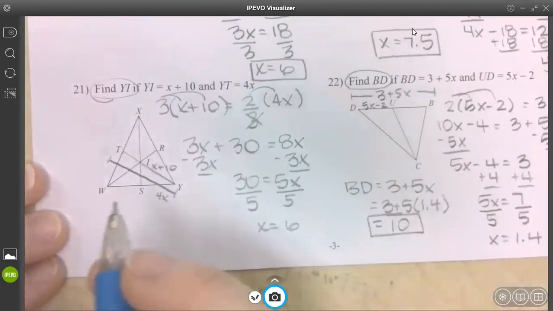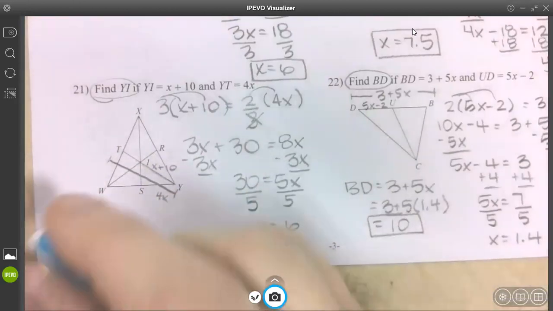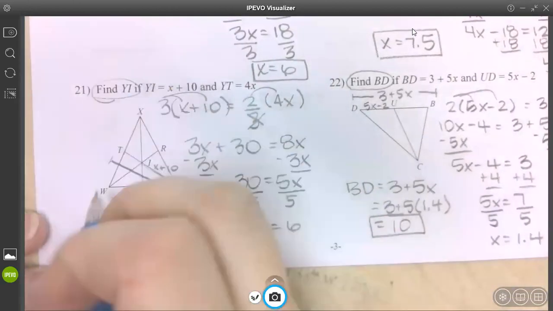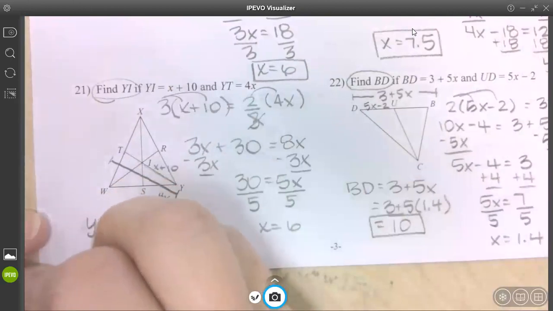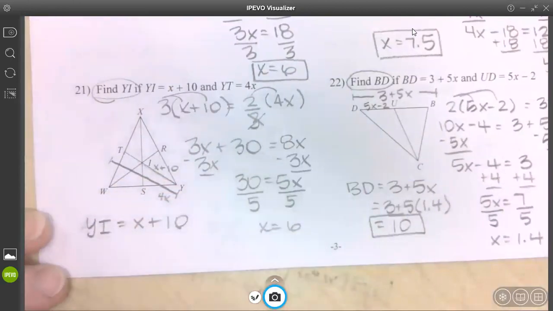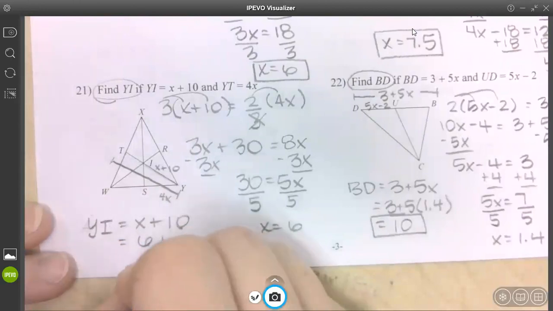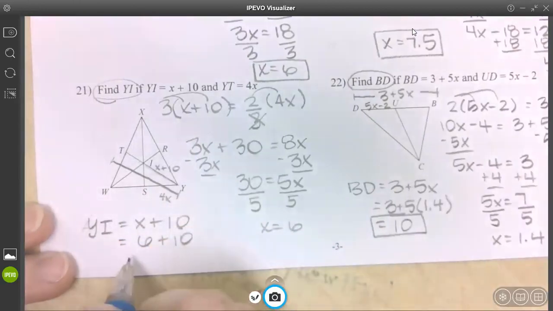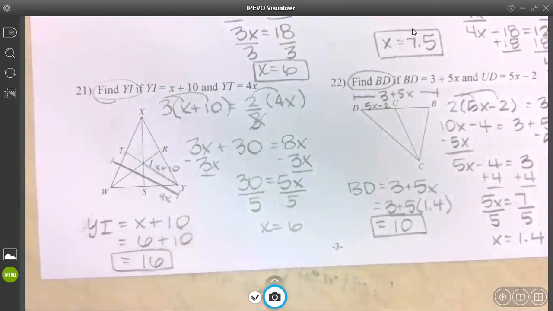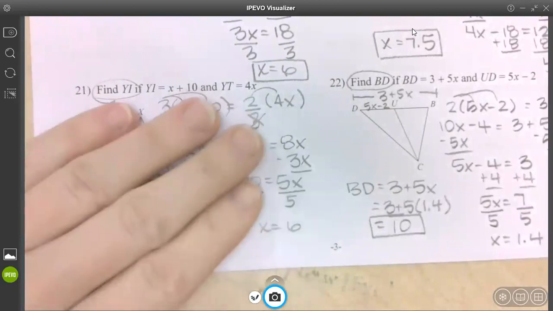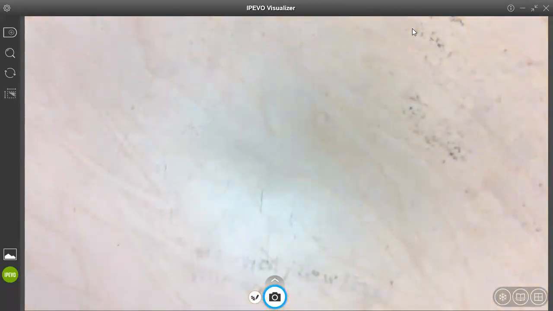But we want YI. I don't know what I'm writing. It says that YI is x plus 10. We know that x is 6, and 6 plus 10 is 16. We're going to go to the back page and we're going to do 28. And then we'll start at the beginning again.